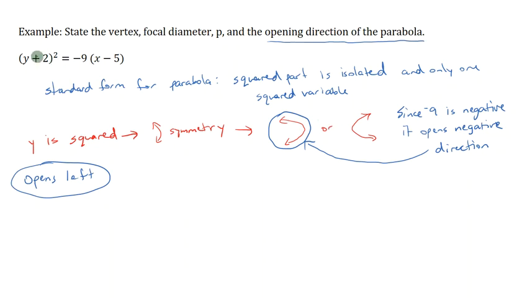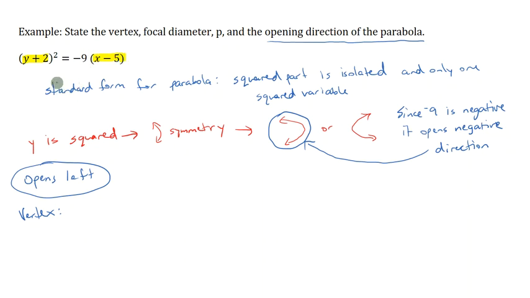We established what type of symmetry, then we could see that it lays on its side. It's a horizontal parabola. And then since this number is negative, we pick the one that opens negative. So this one opens left. Now let's work further and figure out our vertex. Remember, the vertex comes from what's next to x and what's next to y.